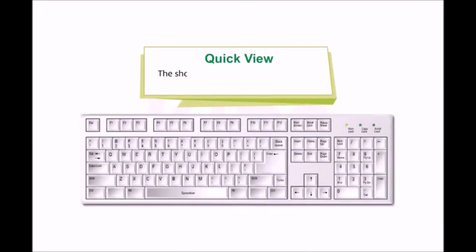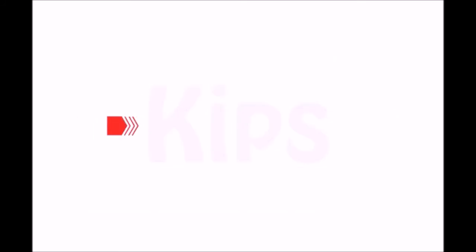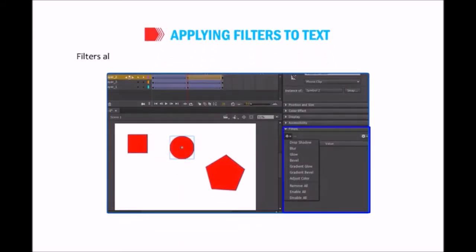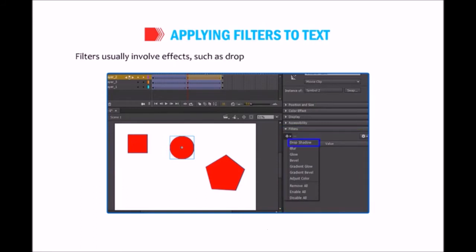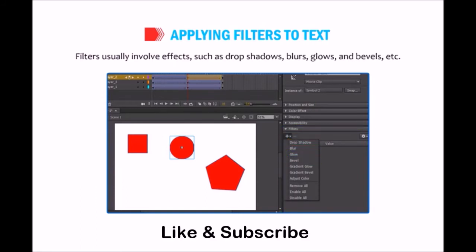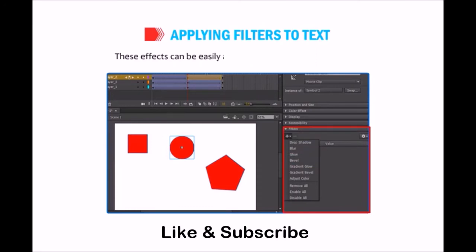Students also note that the shortcut key to convert an object to a symbol is F8. Students, let us know how to apply filters to text. Filters allow you to add interesting visual effects to text, buttons, and movie clips. Filters usually involve effects such as drop shadows, blurs, glows, and bevels, etc. These effects can be easily applied using the Properties panel.